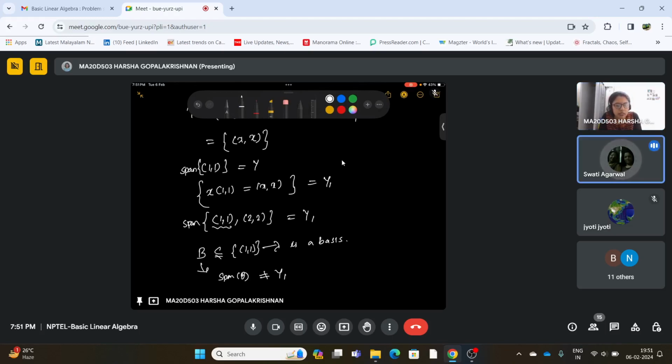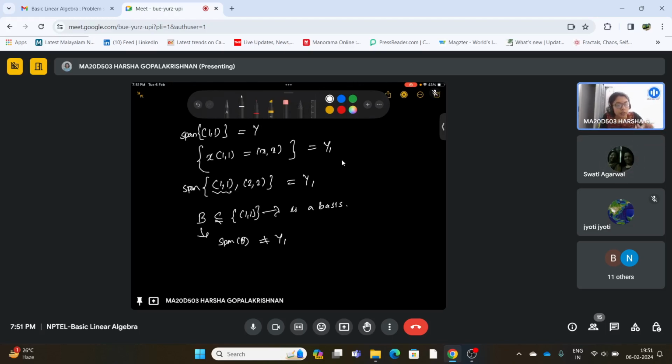Ma'am, can you explain the last part? The second condition is not very clear to me. Can you just help me understand that? So the first condition is okay, right? (1, 1) spans whole y1. Now the second condition says there should not exist a proper subset which generates whole y1. So what is the proper subset of the set {(1, 1)}? The empty set.